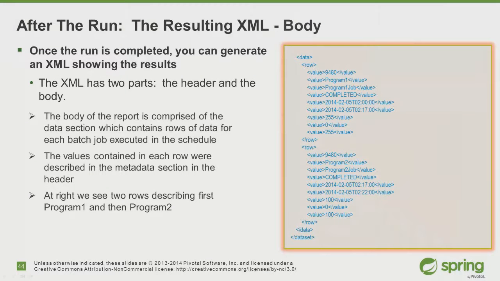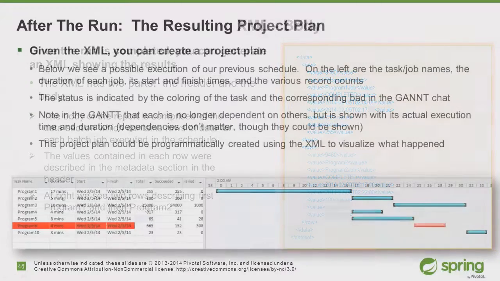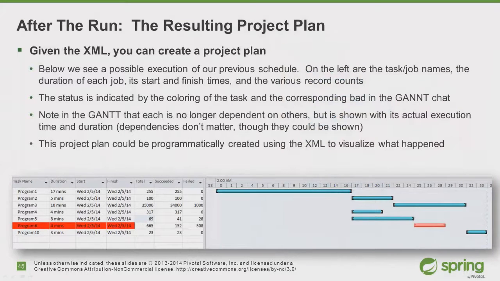So the body then is the instantiation of that metadata. And you can see for each row there in the data section, you get the ID, the name of the step, the name of the job, whether or not it completed, the start and stop times, the number of records processed correctly, the number of records that errored out, and then the total number of records processed. So you can see on the right the values for program 1 and program 2.